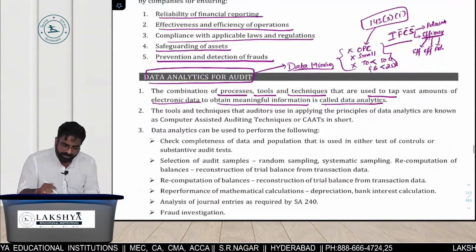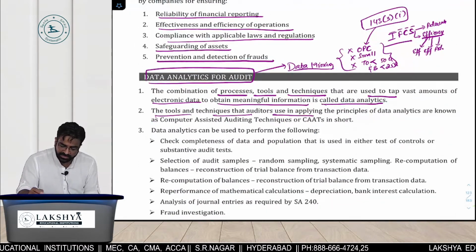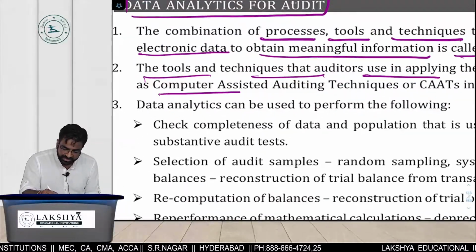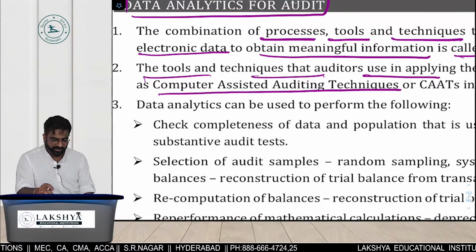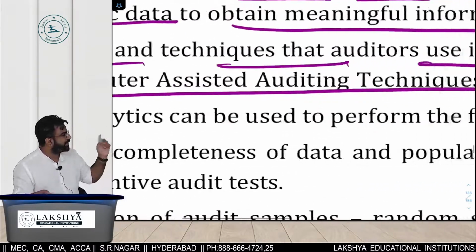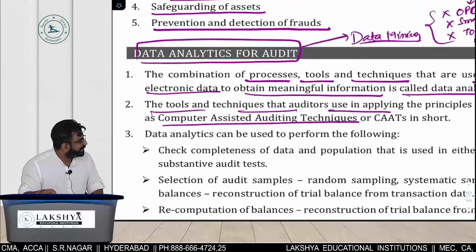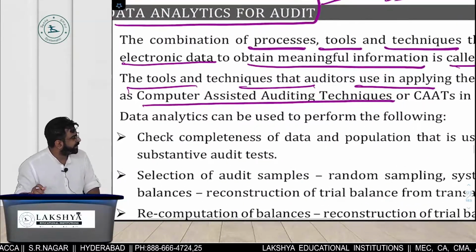Next point, the tools and techniques the auditor is using in applying the principle of data analytics are known as CAAT techniques. What is the name? CAAT technique. What is the full form of CAAT? Now you can see, computer assisted audit techniques or CAAT in short. Data analytics can be used to perform the following. What is the point number one?